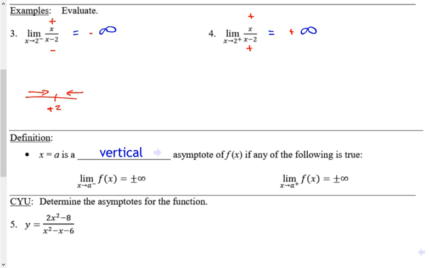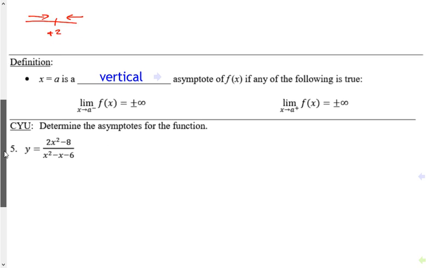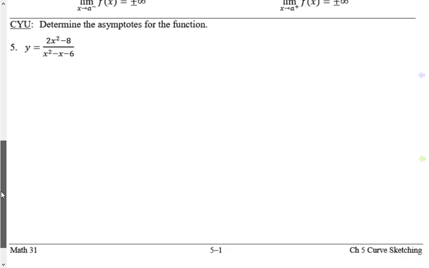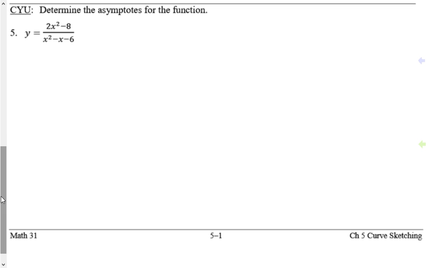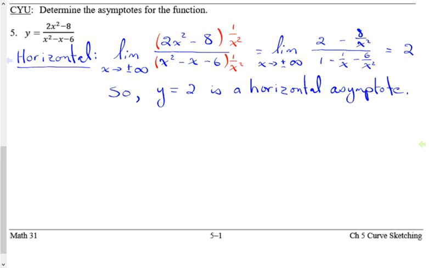All right. So I will have you try this check your understanding question, and I'd like you to find the horizontal and vertical asymptotes if there are any. There you can see my work for finding the horizontal asymptote.